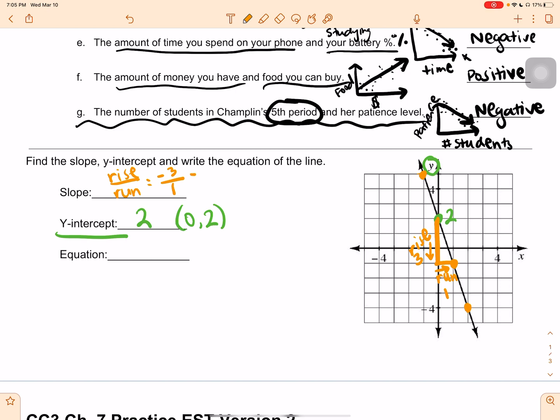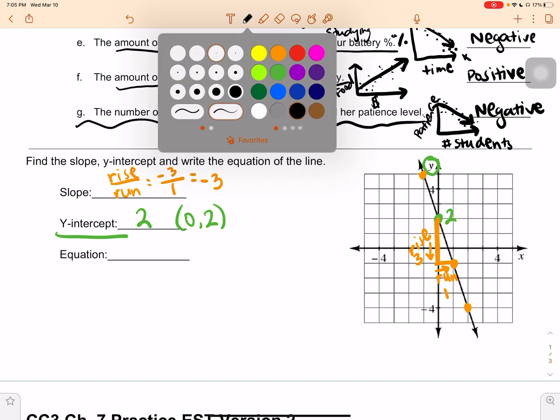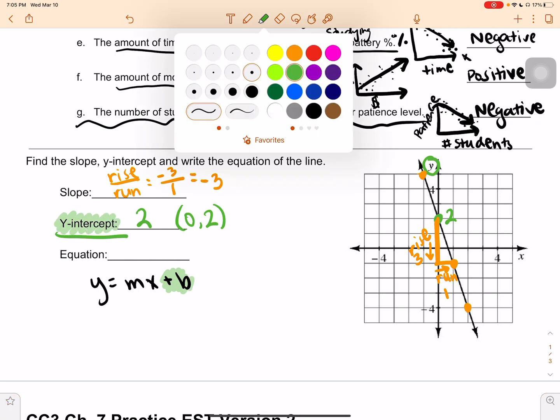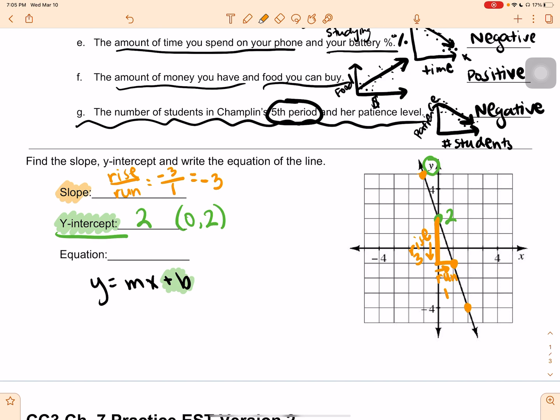-3 divided by 1 is -3. So now your equation is always y equals mx plus b. Well, your y-intercept is the plus b. That's the y-intercept. Your slope is the m of this equation.